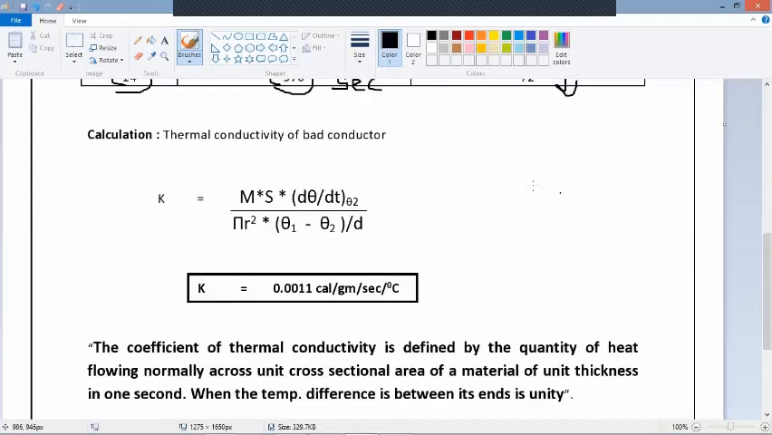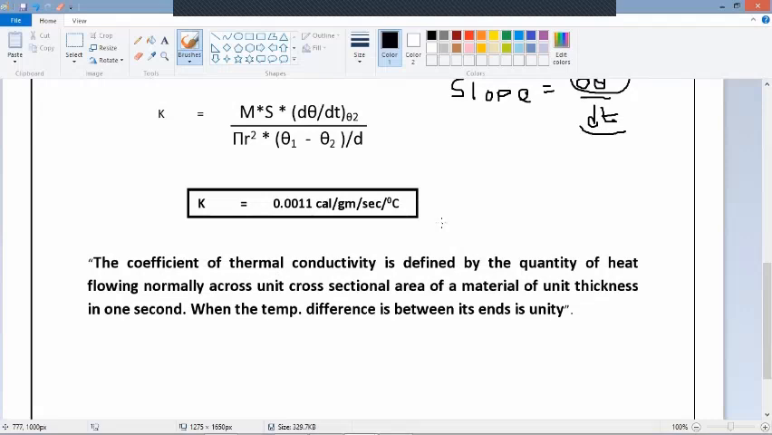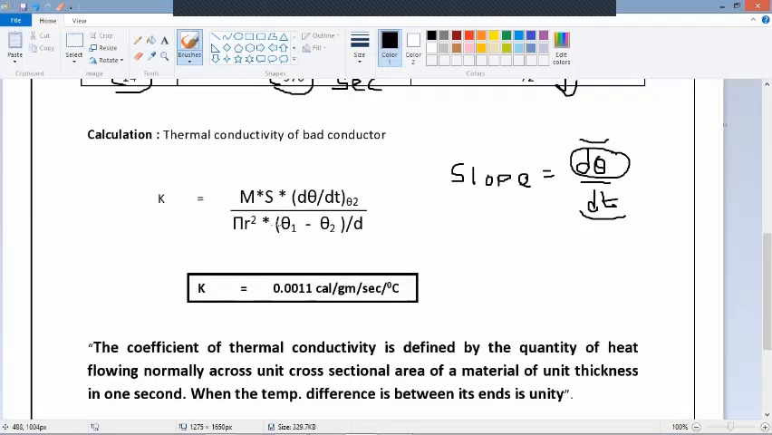From the graph we have to calculate the slope. What is the slope? Slope is d theta upon dt, which is the change in temperature with respect to the change in time. How much the time changes, then that much the temperature changes. Okay, so after the further calculation we have found the thermal conductivity of the bad conductor.